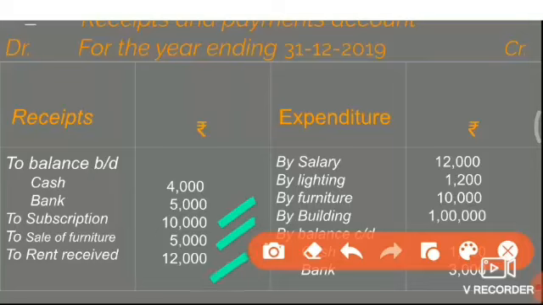Then the total salary paid during the year in cash is 12,000 rupees. Lighting expenses paid during the year in cash is 1,200, and total furniture bought during the year is worth 10,000 rupees. Then for building, total expenditure in cash made was 1 lakh rupees. So it is a summarized form of cash book. It is similar to the cash book, but this is generally prepared at the end of the year, and it is a summary of the cash book.